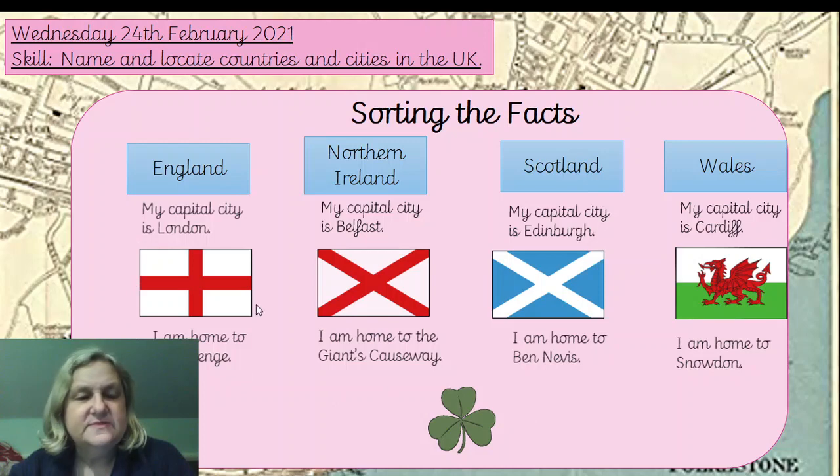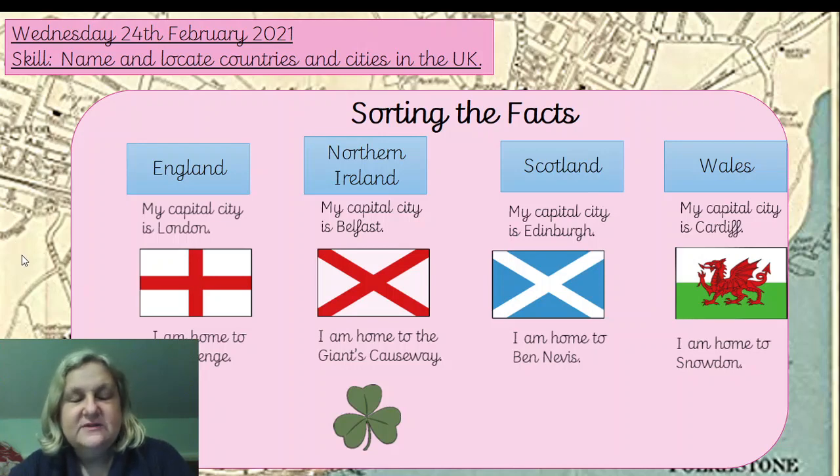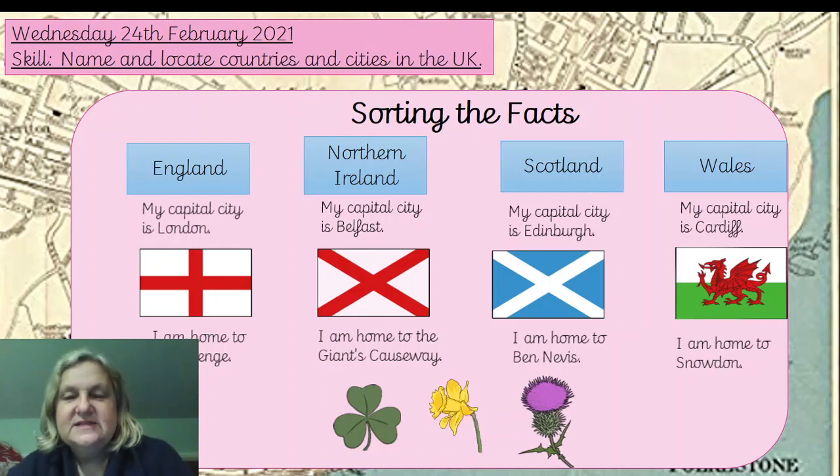And now we have emblems, which are like symbols for your country. Some of these are national flowers. So this one is the symbol for Northern Ireland, and it's called a shamrock. I forgot the word for it then. I keep thinking of clover, which is very similar. This one is a Scottish thistle. This is a daffodil. And this one is an English rose.